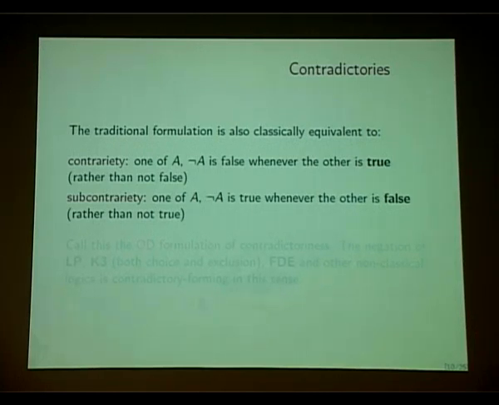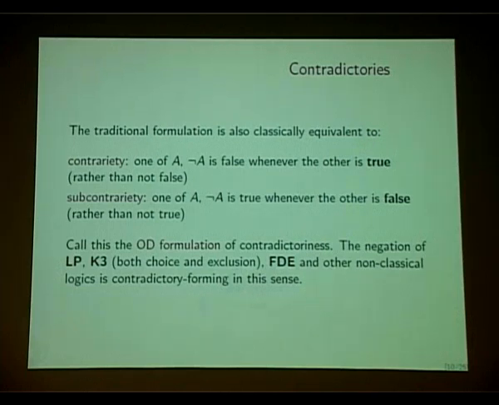So take contrariety to be: one of A and not A is false whenever the other is true, instead of not false, which was Priest's. And subcontrariety is: one of A and not A is true whenever the other is false. If you think about it for a second, you'll see that the negation of LP is going to be, we'll call this the Amori D formulation of contradictoriness. And the negation of LP, K3, both types of negation, one's called exclusion, one's called choice. Choice is a fixed point on the gappy value and flips true and false. The negation of FDE and a host of other non-classical logics turn out to be contradictory forming on this definition. This is good if you think negation is just a contradictory forming operation.